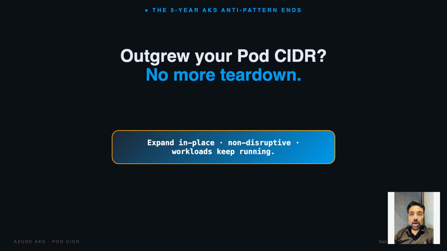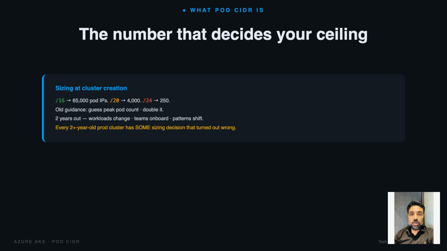If you have an AKS cluster older than 2 years, you have almost certainly hit this pain, and now it just stopped being an emergency. We'll look at what Pod CIDR is and why sizing it right at cluster creation was so hard, why growing past your initial sizing used to be a teardown emergency, how the new expansion mechanism actually works under the hood, 3 real scenarios this changes for platform teams, 3 gotchas to check before you rely on this, and 3 practical moves for teams running AKS today.